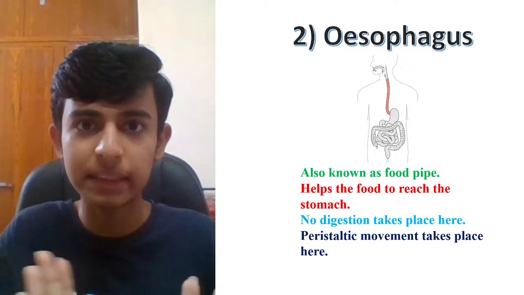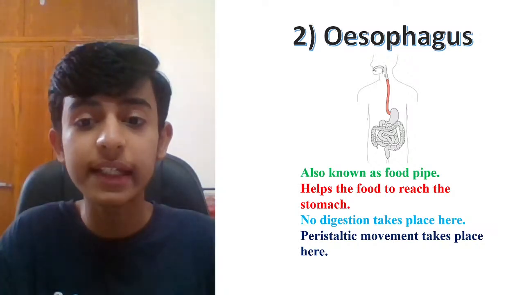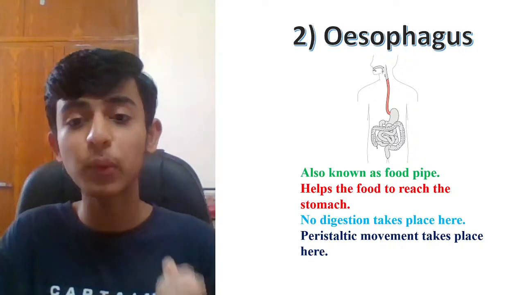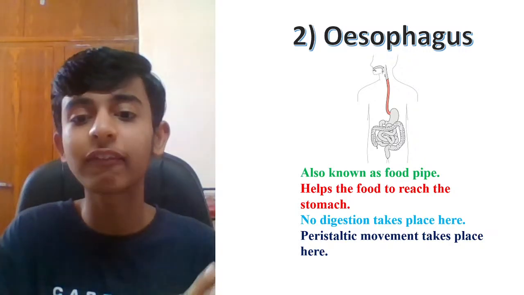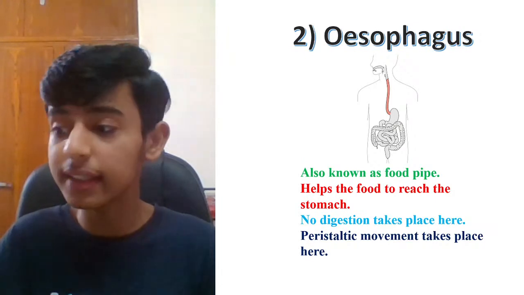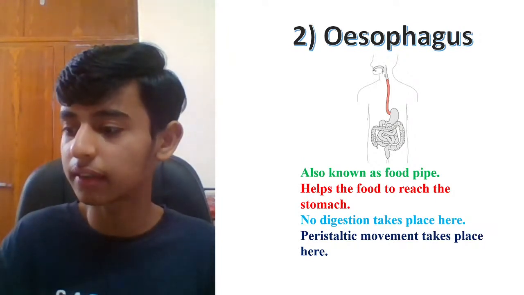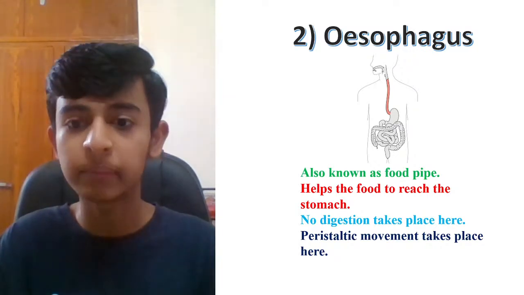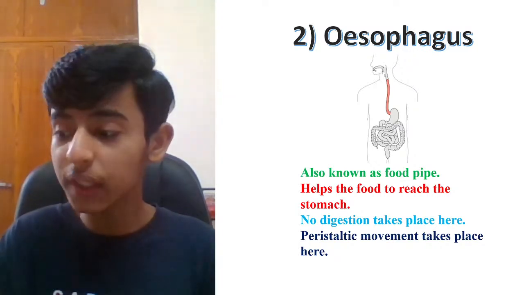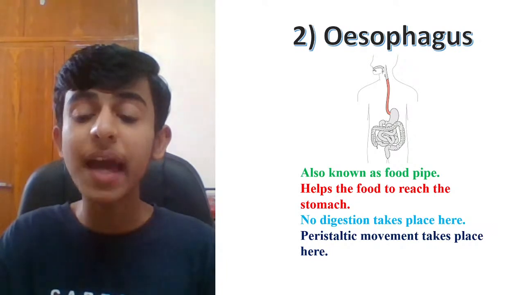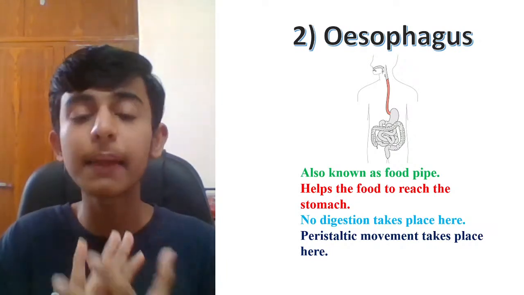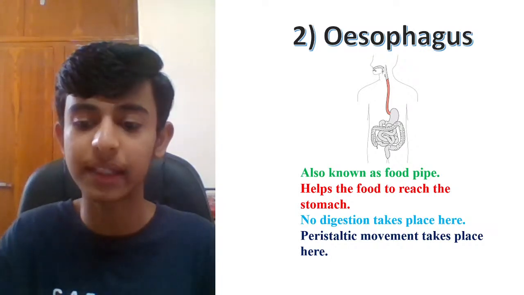No digestion takes place. The esophagus is just a kind of pipe which helps the food reach from the buccal cavity to the stomach. This is the role of the esophagus. I hope that is clear. So it helps the food reach the stomach, and the peristaltic movement takes place over here. In the esophagus, we can see the peristaltic movement taking place.